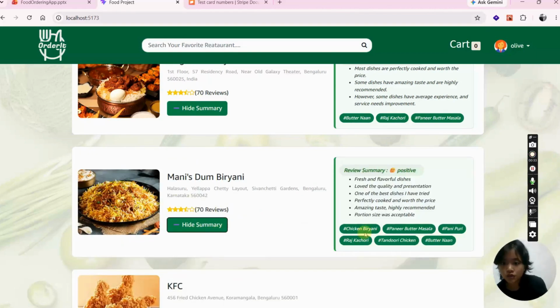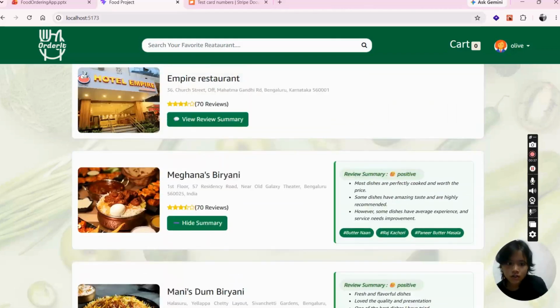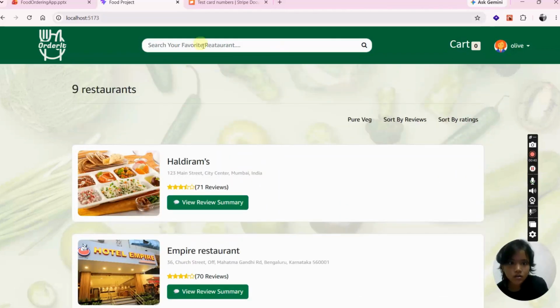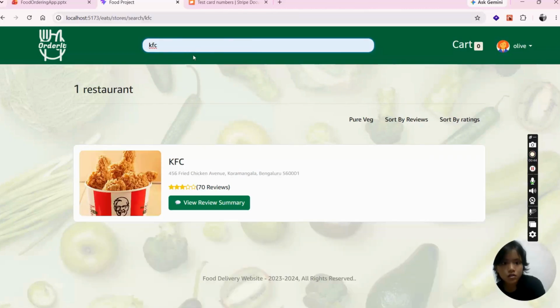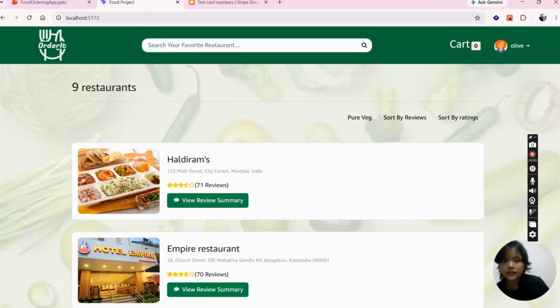Here also is the review summary. So we have positive, fresh and flavorful dishes and all. So this is basically how the website is working. I can also search my restaurants. For example, I can search KFC and KFC should show up. Yes, it did show up. So this is basically how the entire website is looking like.